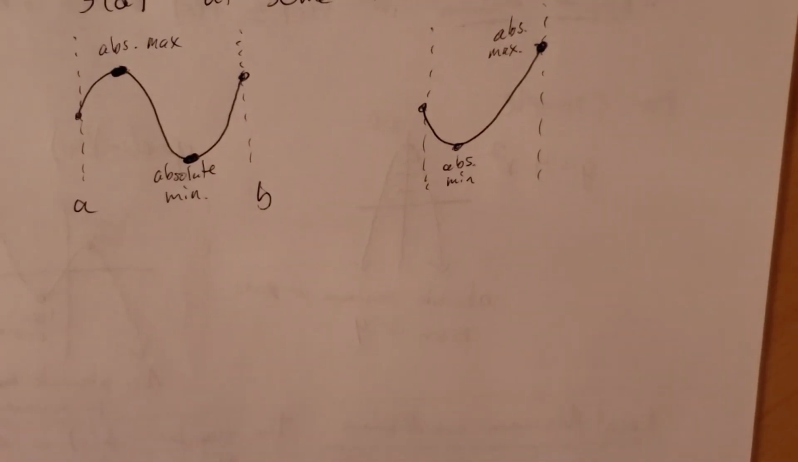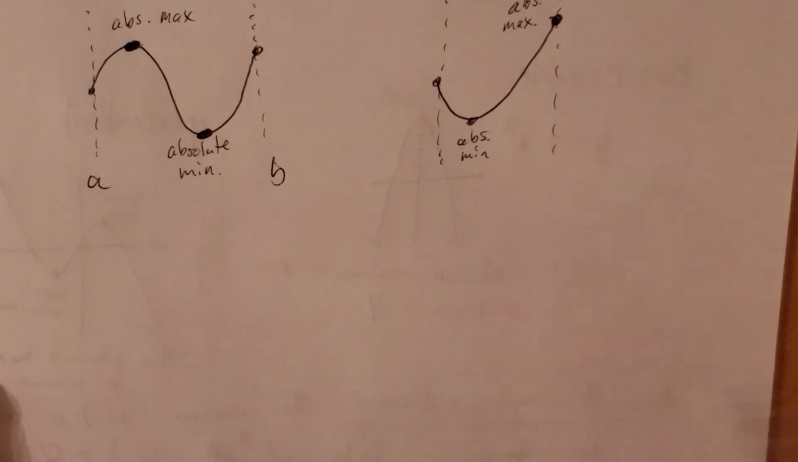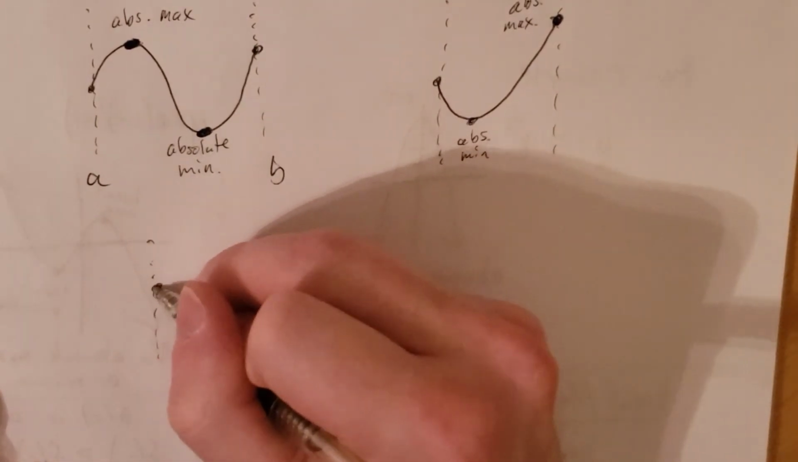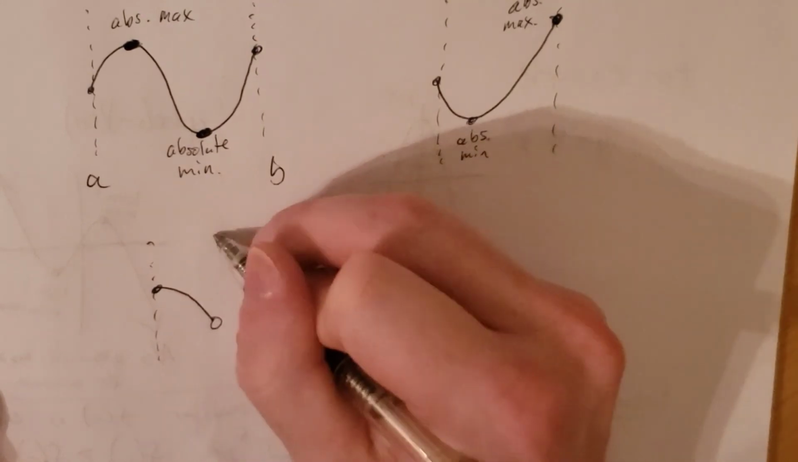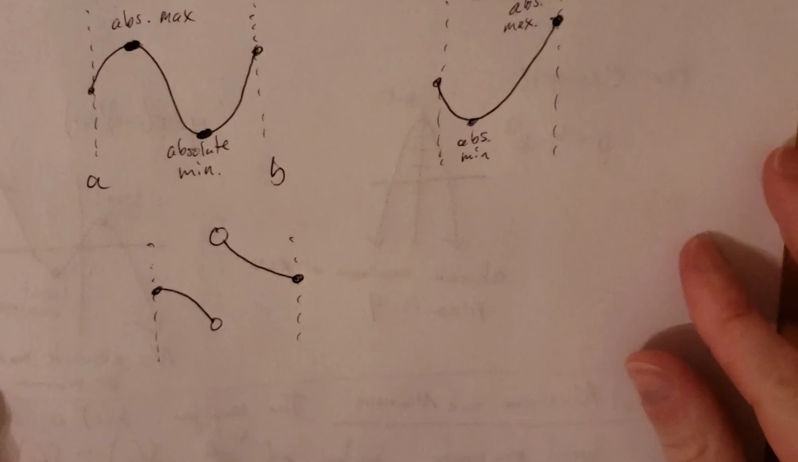Let's take a look at some pictures where an absolute max and absolute minimum does not occur. But of course, for that to happen, we need one of our hypotheses to fail. So what are our two hypotheses? Well, the two hypotheses are that we have a continuous function on a closed interval. So let's suppose that we have a closed interval, but maybe we don't have a continuous function on that interval.